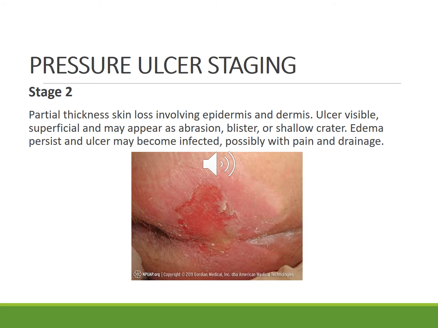Stage two pressure ulcers, we start to see that partial thickness skin loss where we're involving the epidermis and the dermis. It can seem superficial and may appear as an abrasion or a blister or a shallow crater. Edema may persist, and the ulcer may become infected, possibly with pain and drainage. So the picture here is to give you an example of a stage two. Again, we said that pressure ulcers are very painful. This is a very sore area. We're seeing that top layer becoming involved. And again, we want to really take the interventions if we see this to document this and try to get the patient off of this area.